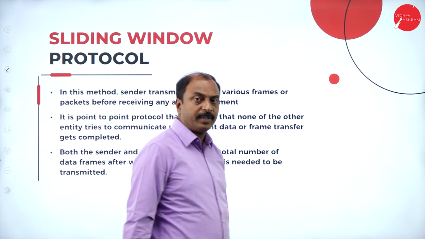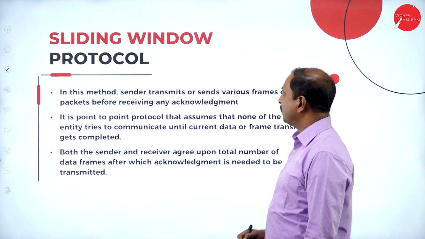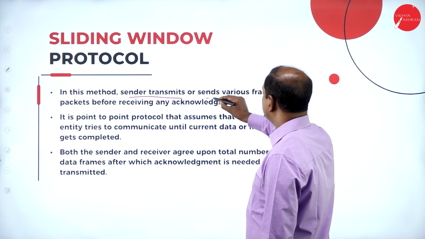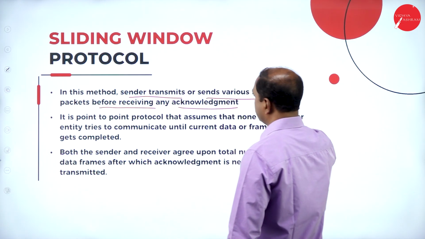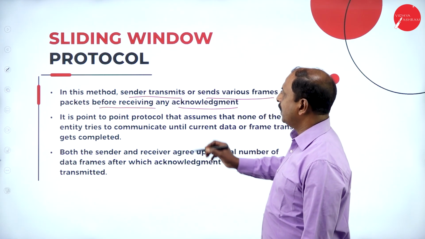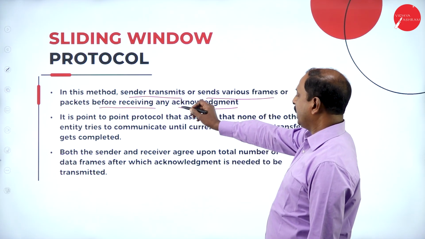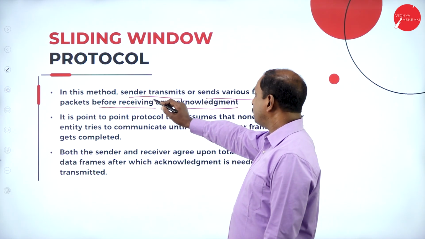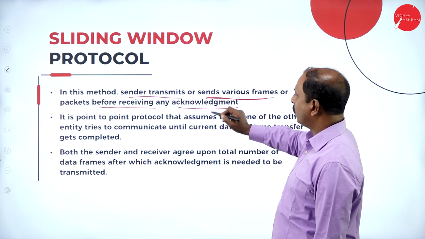Now in the next slide we will see another protocol, the sliding window protocol. So what is the concept of sliding window here? In this method, the sender transmits various frames or packets before receiving any acknowledgement. Again, it also deals with the acknowledgement concept. Any data sent from a sender has to be acknowledged by the receiver end. But before getting any acknowledgement from the receiver, the sender can transmit n number of packets or data to the receiver. That is the meaning here.